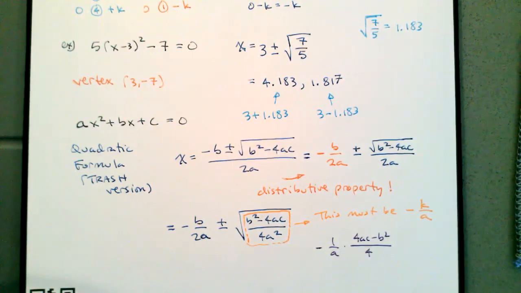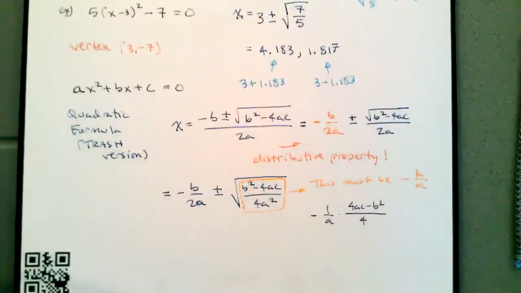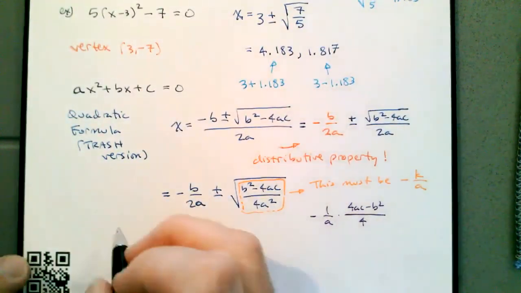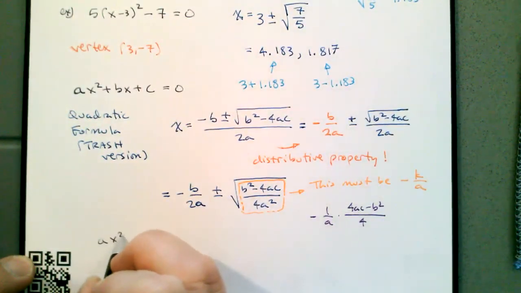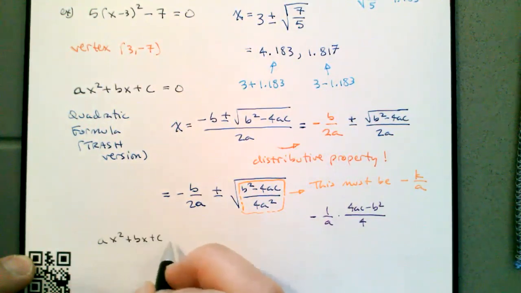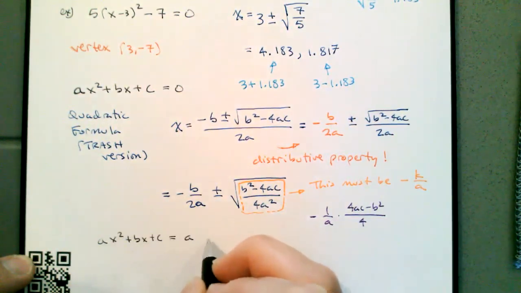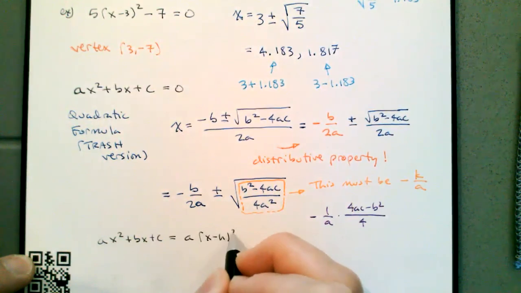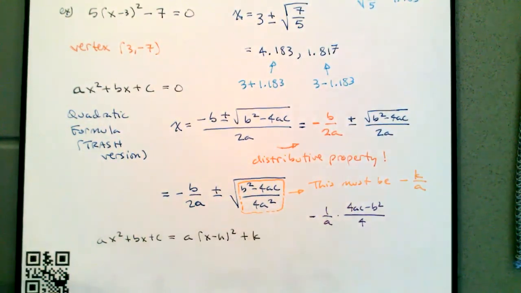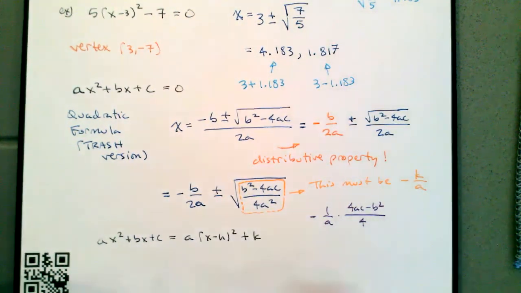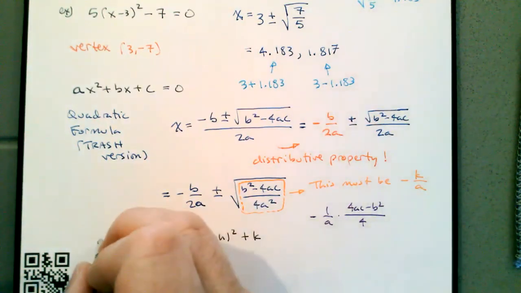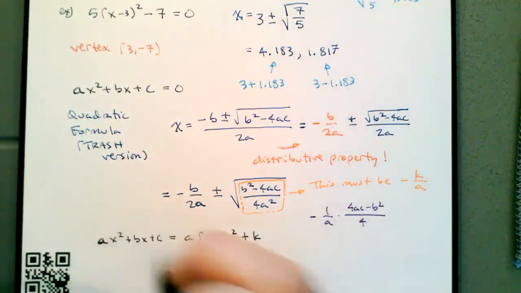So on Monday, what we want to do is think about how we can leverage this to go from ax squared plus bx plus c and turn that into a times x minus h squared plus k. How can we leverage this information to turn a standard form into a vertex form?